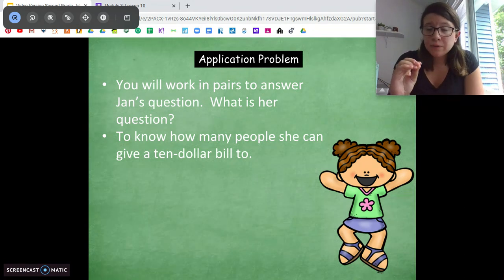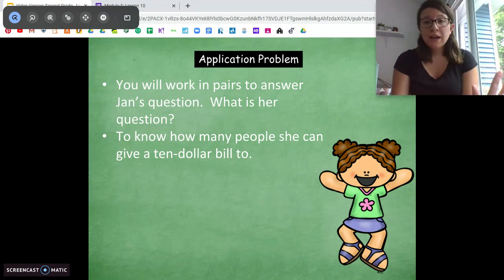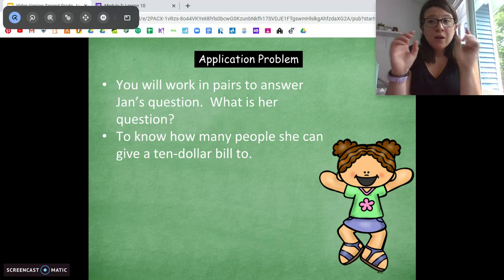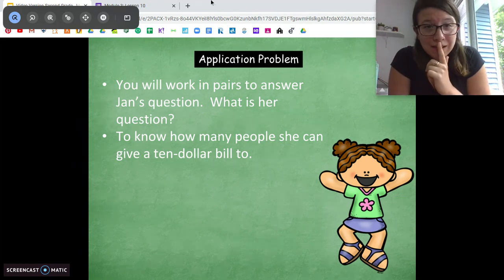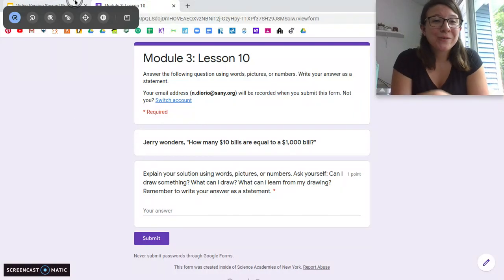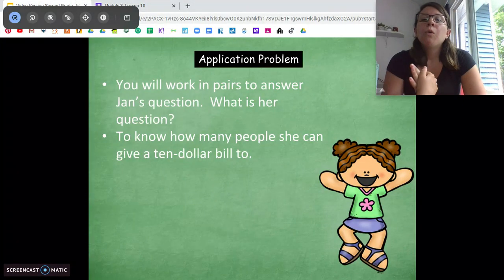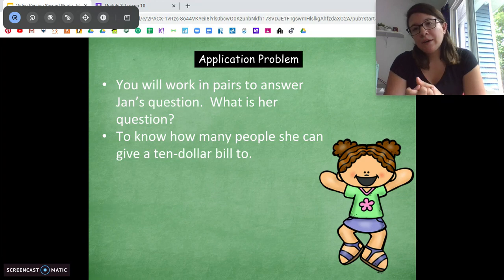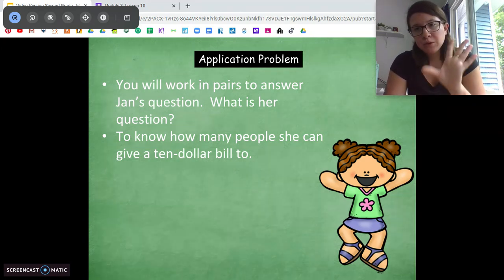So pause the video, take a couple minutes, use whatever strategy you want, and try and solve that. You might want to do it now because within your exit ticket, there's a very similar question. So practice it now. How many $10 bills are in a $1,000 bill? So pause and solve.